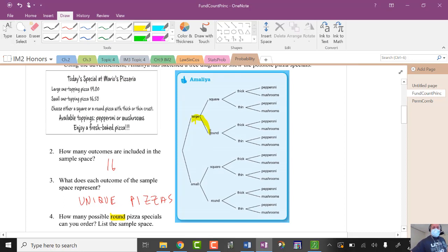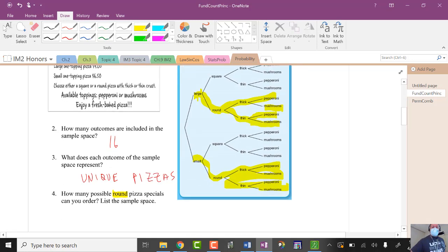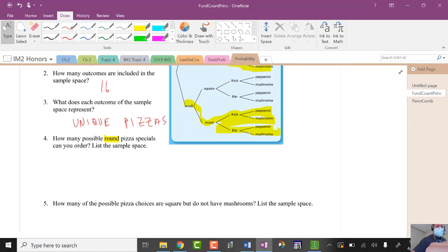Only the round ones. So this one, and then this one. Oh, I'm sorry. And then this one, and then that one. But then also we could have all of these, all right? So we could see that there's only 8 out of the 16 that this happens, and we should have been able to figure that out before anyway, all right? That there's only 8 possible round ones. So how am I going to list that as a sample space? Well, I'm going to use my braces. We'll have large, and then I'm going to put R there for round.